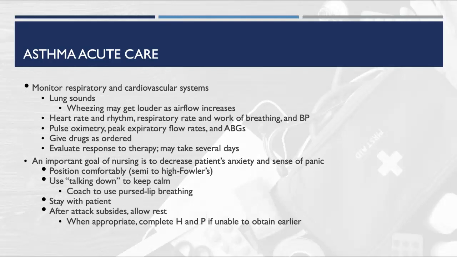So when you care for somebody who is in the hospital with asthma, we're obviously going to want to monitor their respirations and cardiovascular systems, listening to their lung sounds. Remember, wheezing may get louder as airflow increases. Heart rate and rhythm, respiratory rate, and work of breathing, we're looking for those accessory muscles. Monitoring their blood pressure. We'll be monitoring pulse oximetry, peak expiratory flow rates, and ABGs potentially. We'll give medications as ordered, and then it's really important that we evaluate their response to therapy. It may take several days before they start improving.